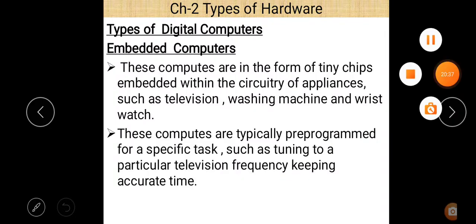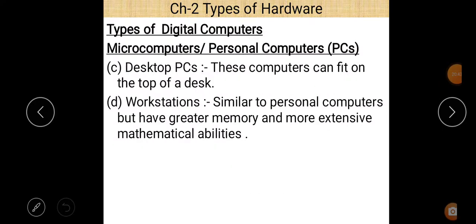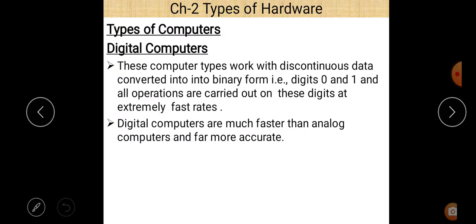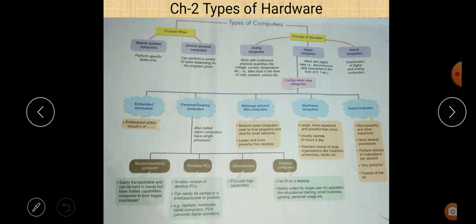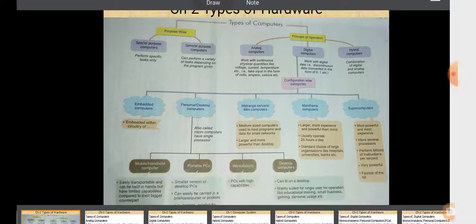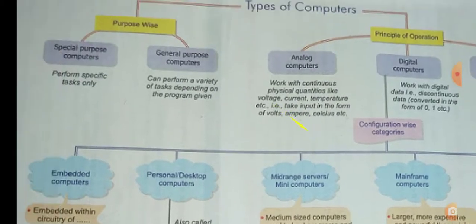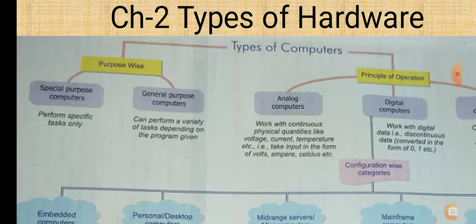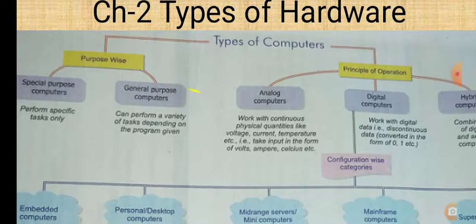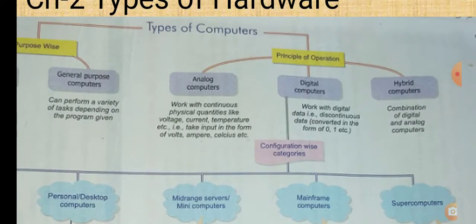Now I think you are able to understand different types of computer systems. Now let us see the diagram again and give a brief description of all these. As far as types of computers are concerned, computers can be divided into two basic categories: on the basis of purpose, and on the basis of principle of operation. When we talk about purpose, there are special purpose computers and general purpose computers. And when we talk about principles of operation, there are three categories: analog computer, digital computer, and hybrid computer.